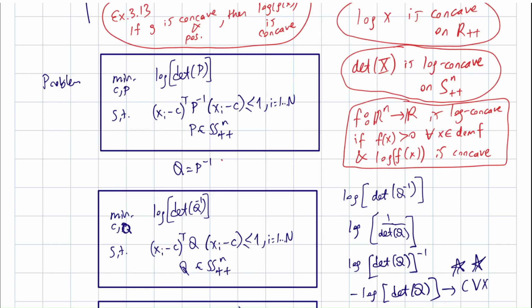So the first one is Q. Let's use this variable change, okay? And Q is the inverse of P. Okay, then you get this. Okay, and all right, I think that's right. Just look at this and look at this, right? We just employ this variable change.